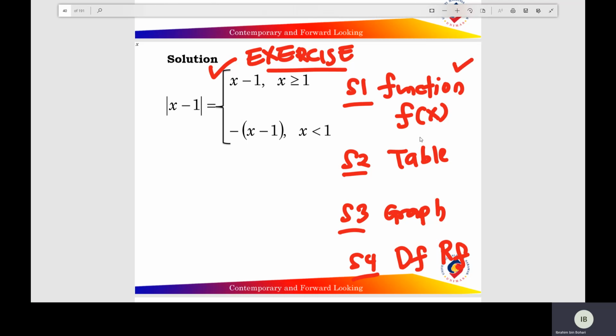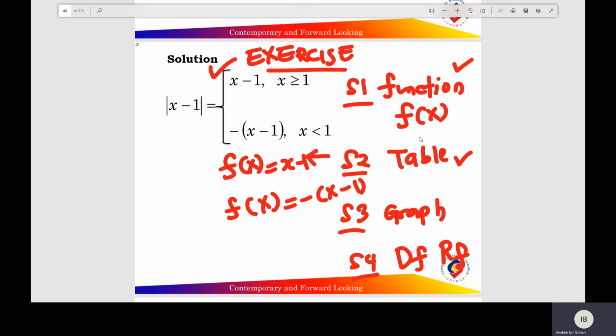First table, f(x) equals x minus 1. Okay. And the second table is f(x) equals negative x minus 1. So you find the value of x, find the value of y, and then you plot all the points here, and you sketch the graph of the absolute value function. And last, you find the domain and find the range of the function.